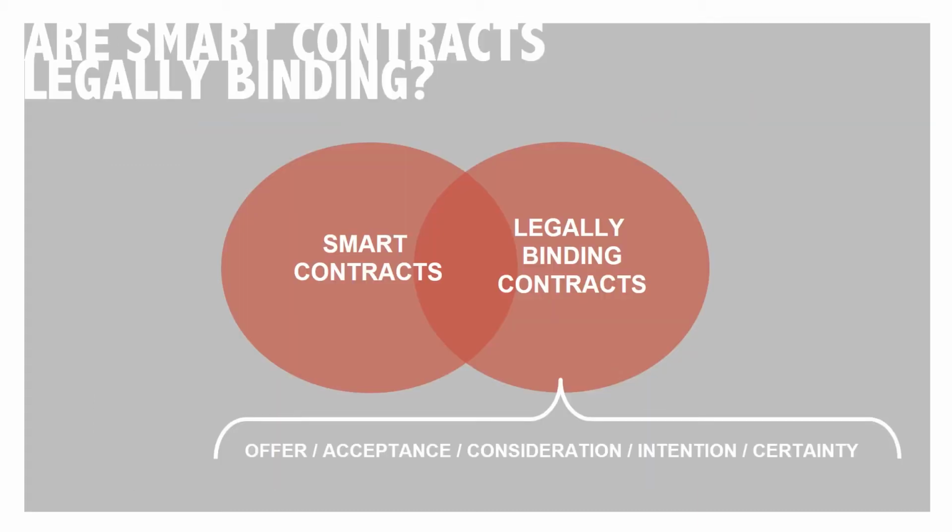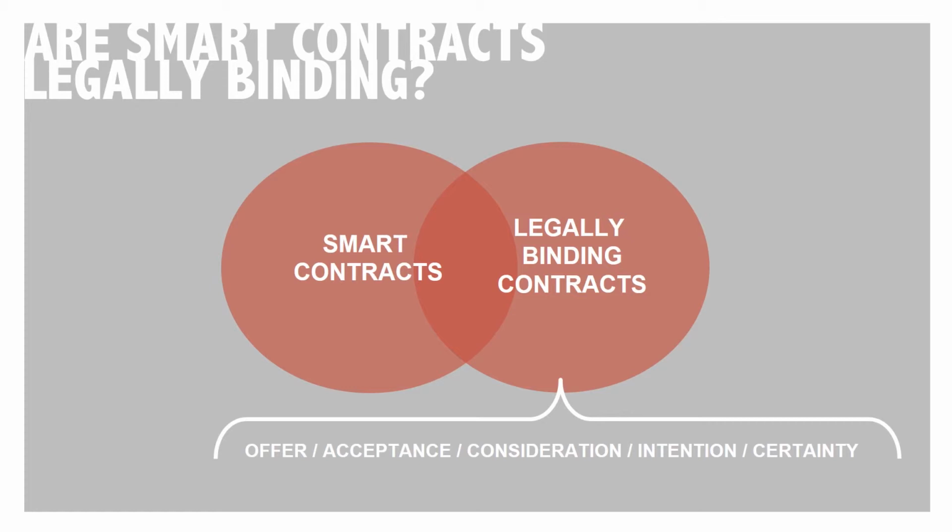Now, let us have a look at why the legal concerns are currently such an important issue. First of all, we have to address the question if smart contracts are actually legally binding. To understand that, we need to be aware of some of the key requirements for contracts in the traditional sense to be legally binding, such as offer and acceptance, consideration, intention, and certainty.